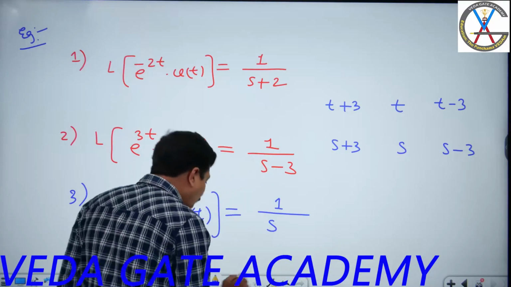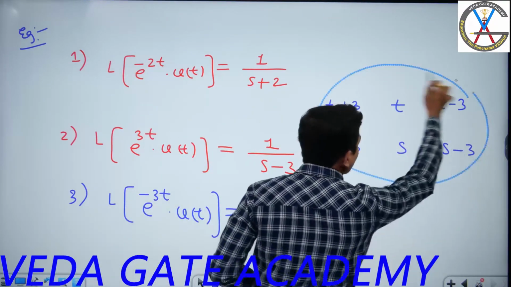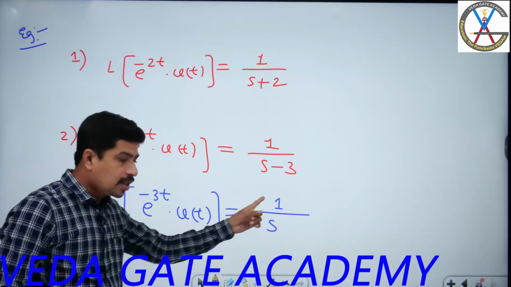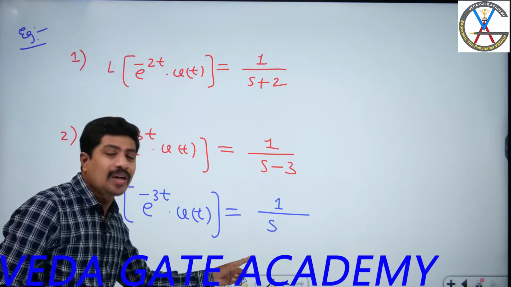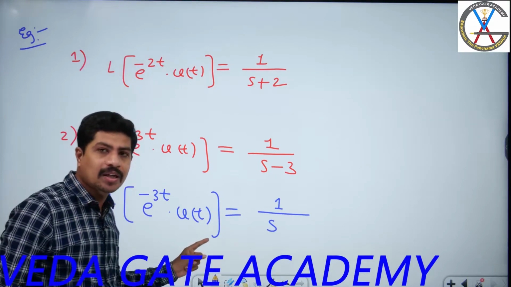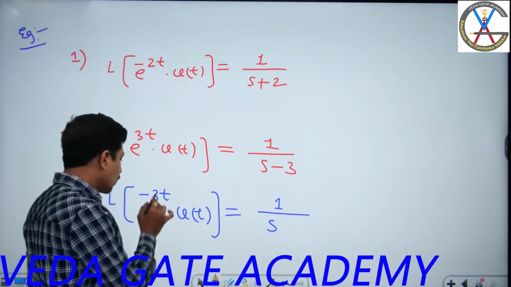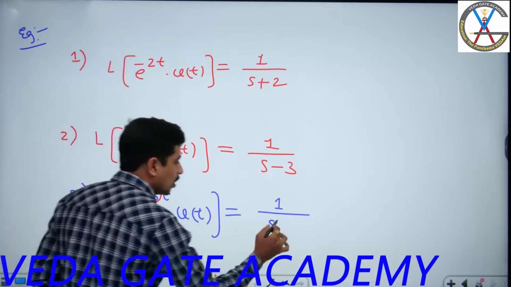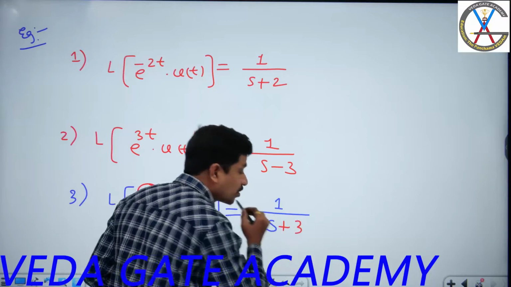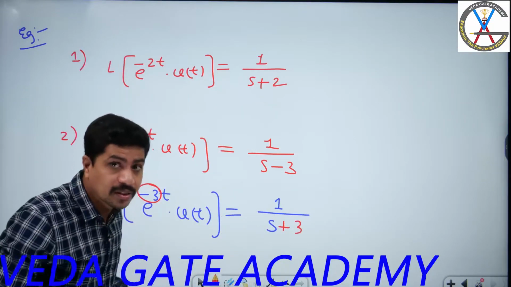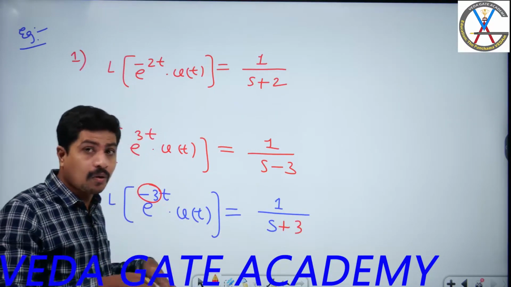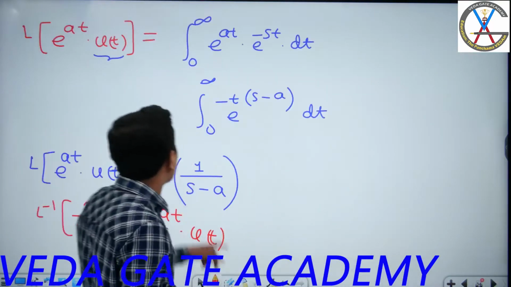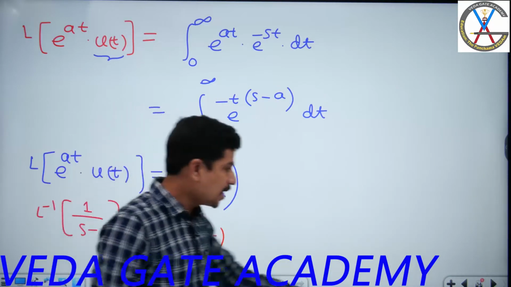Now, how to understand this one? I told you in a different way we are going to get this one. Now, u of t Laplace is 1 by s. What is the answer? We know the answer. 1 by s plus 3. Here what we have? Minus 3. But we are going to get here plus 3. Now how to understand this one, please? Yeah, this is our outcome. We did not directly write this. We calculated this integration. We got 1 by s minus a.